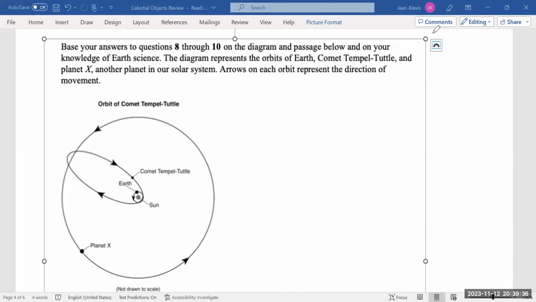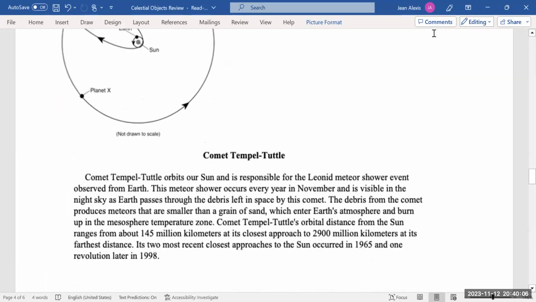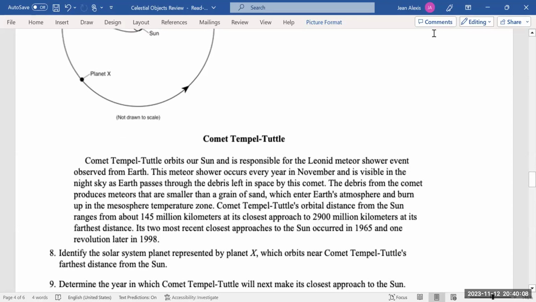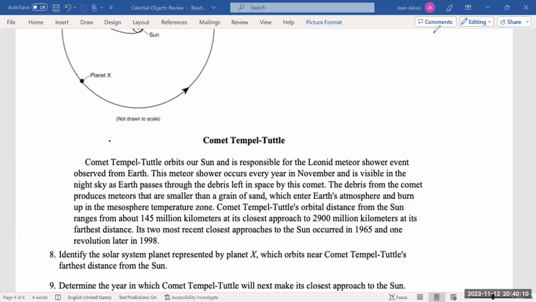It says, base your answers to questions 8 through 10 on the diagram and passage below and on your knowledge of Earth science. So on the diagram and passage below, we're going to be answering questions 8 through 10. The diagram represents the orbit of Earth, the comet Temple-Tuttle, and planet X, another planet in our solar system. Arrows on each orbit represent the direction of movement.